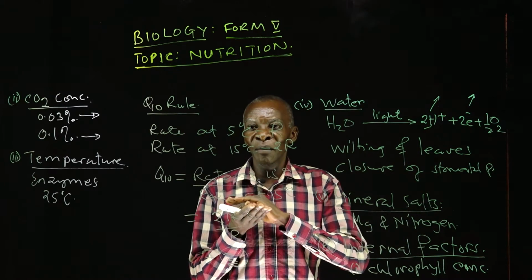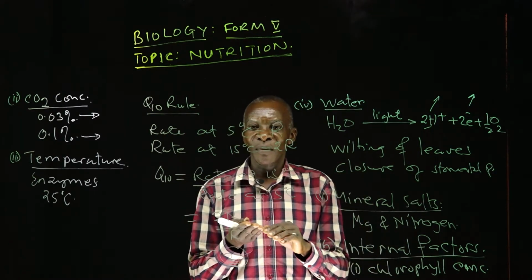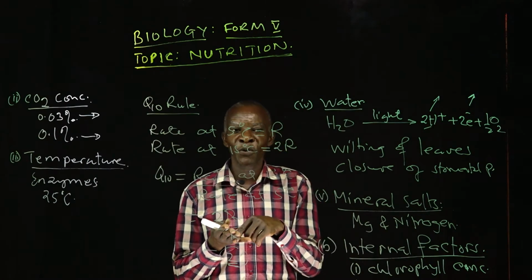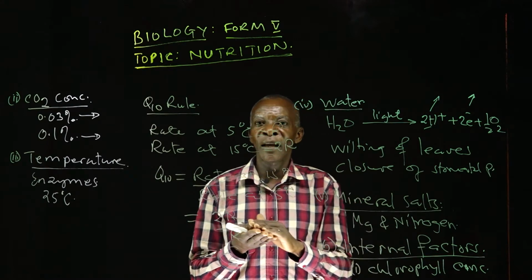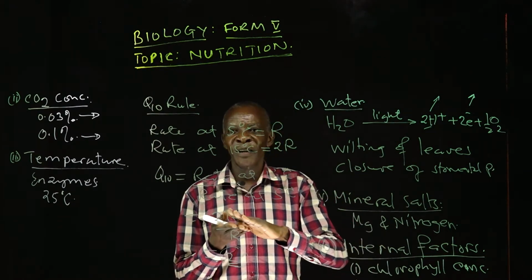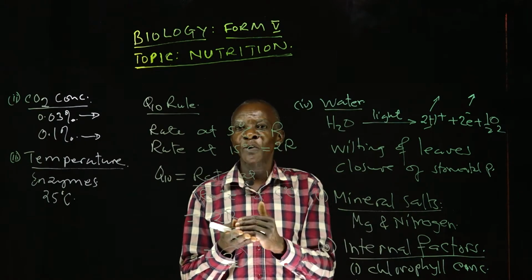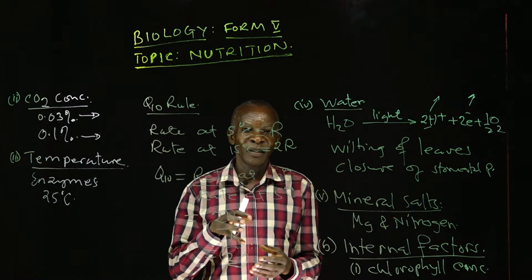However, the leaf which is thin has a shorter distance across which carbon dioxide and light will have to travel. And therefore, in the thin leaves, the rate of photosynthesis is higher compared to the thick ones.